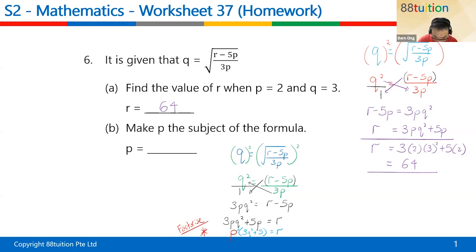Then here in the center is a times. If you bring it across, it is a divide. So your P will be left here, and your R will be here: R divided by 3Q squared plus 5. Can you see that? That will be your answer. That is called making P the subject. Is that okay, children?